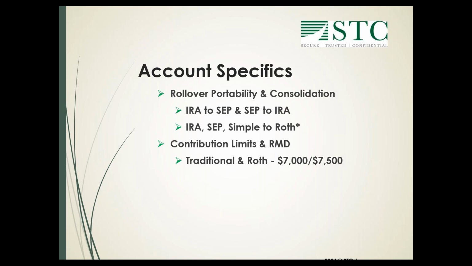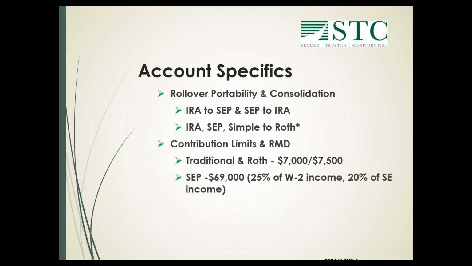Actually, that is incorrect. I had the wrong number there. That should be $7,000 and $8,000. Pardon me, that went up as well. They both went up $500 for 2024. I need to correct that. So $7,000 and $8,000 for traditional and Roth if you're under 50 or over 50.